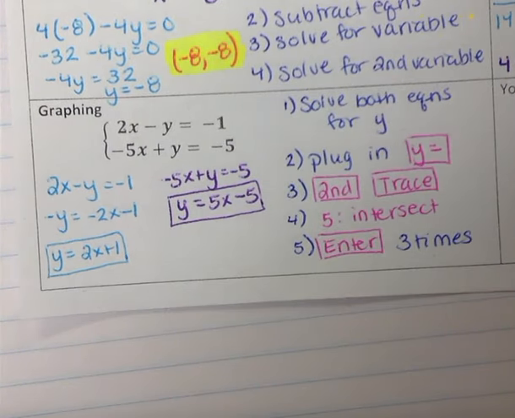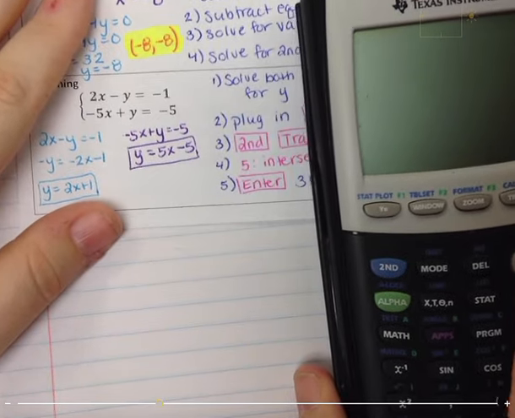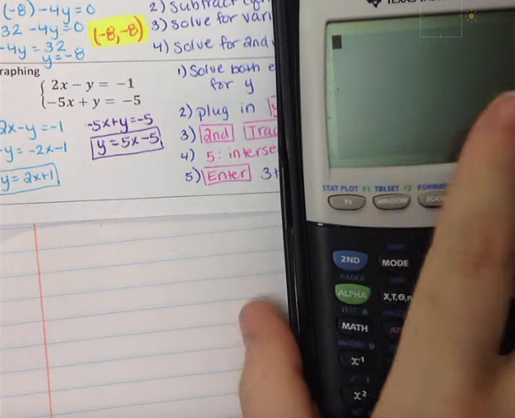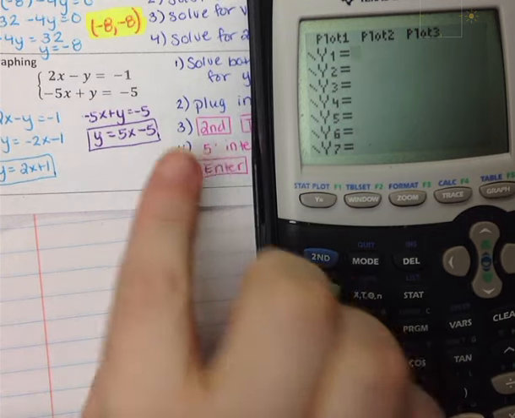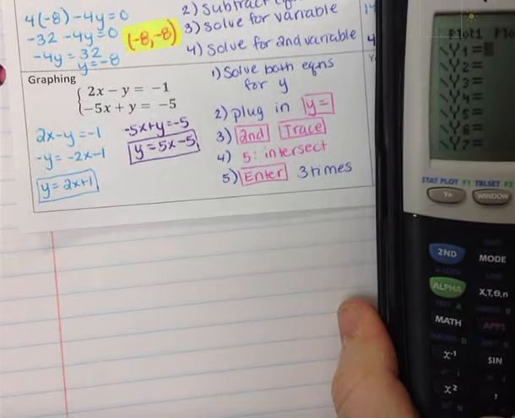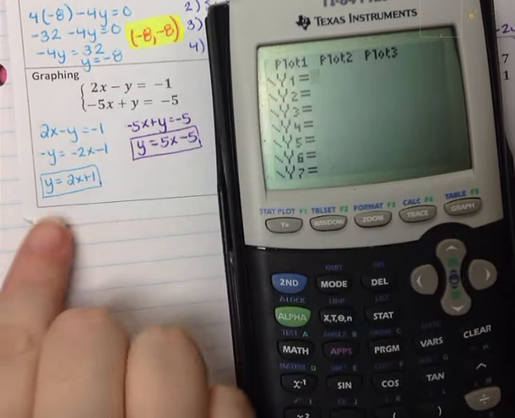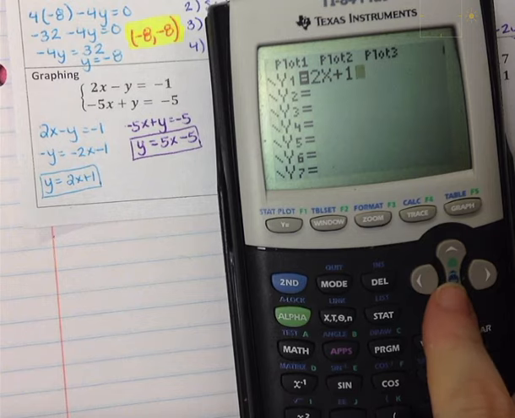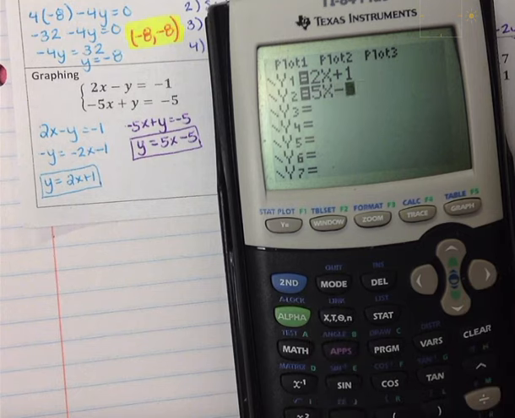So I'm going to pull up my calculator and follow these steps. I'm going to turn my calculator on. I'm going to go to the y equals button, which is right up here. Now I'm going to plug in these 2 equations into y equals. Since I have 2 equations, I'm going to plug one into y1 and one into y2. My first one I'm going to plug into y1, which is that 2x plus 1. Then in my second y equals, I'm going to plug in my second equation, which is 5x minus 5.